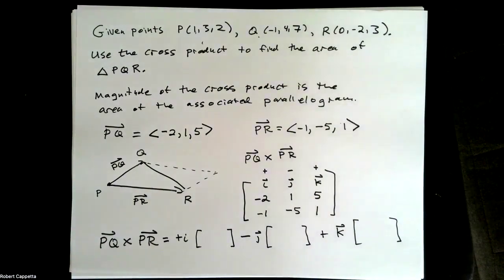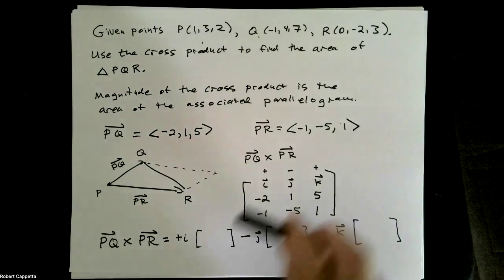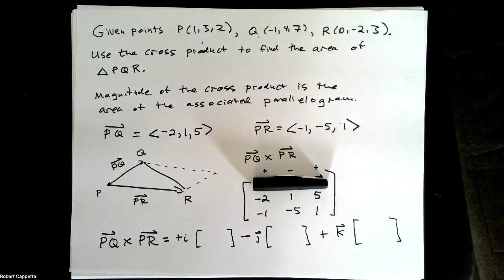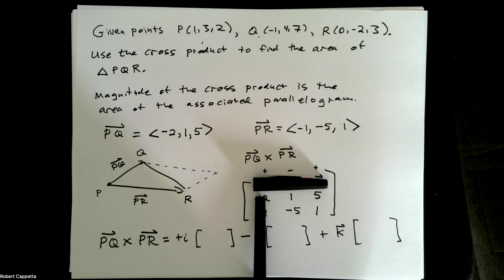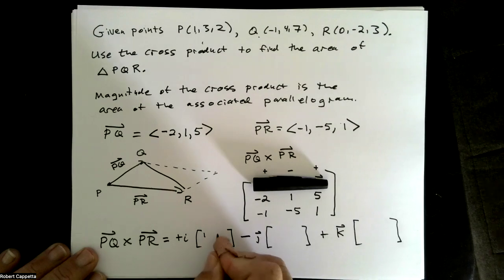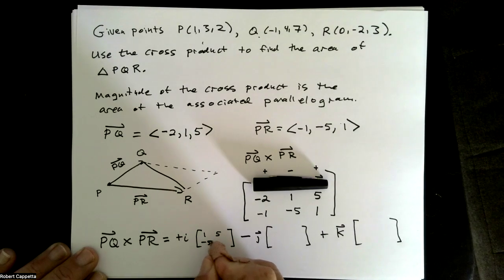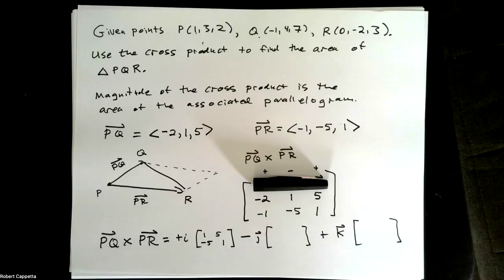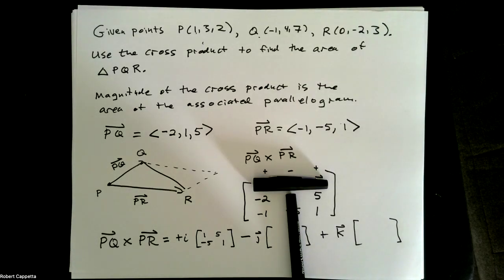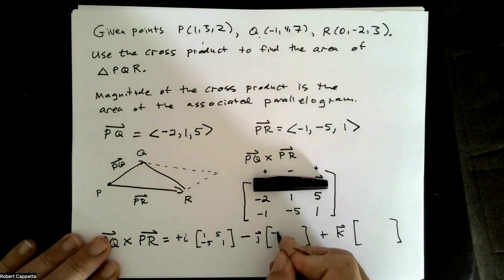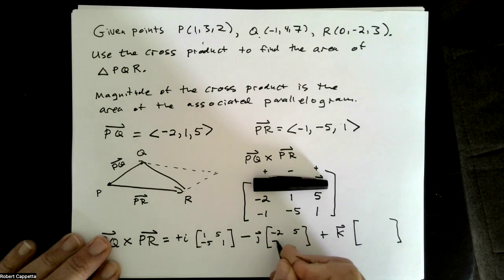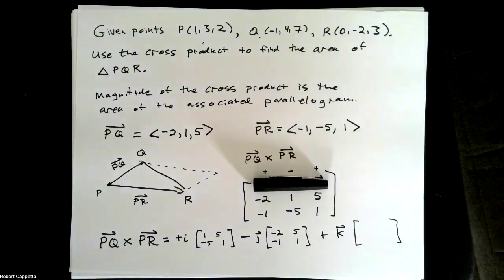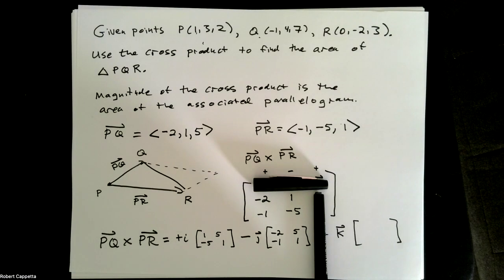Now, how do we find the relative minors? Well, for i's minor, cross out the row i is in and cross out the column that i is in. And you see we get 1, 5, -5, 1. Similarly with j, cross out the row that j is in, cross out the column that j is in: -2, 5, -1, 1. And then with k, cross out the row that k is in, cross out the column that k is in: -2, 1, -1, -5.